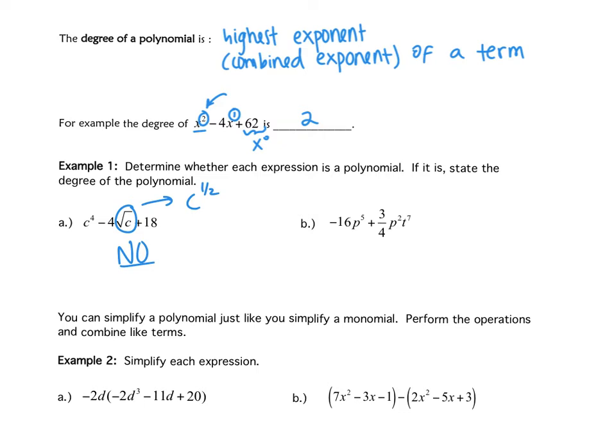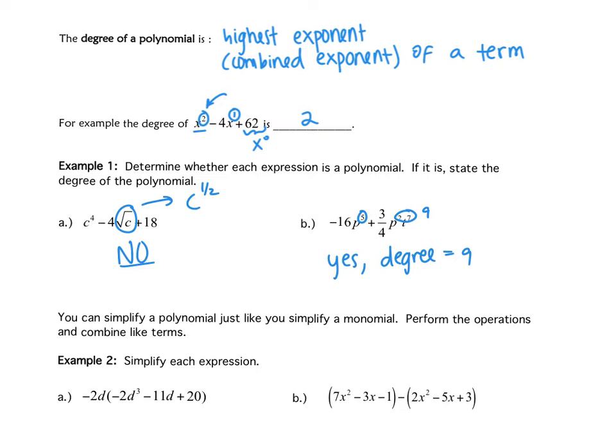If we look at B, in this case, do we have division by any variables? No. Do we have any negative exponents? No. Are all of our exponents positive and whole numbers? Yes. Okay, so then we're going to look at the exponents of each term. This first term has an exponent of 5. Second term has a 2 and a 7, which combines to be a 9. So we say, yes, this is a polynomial with a degree of 9.